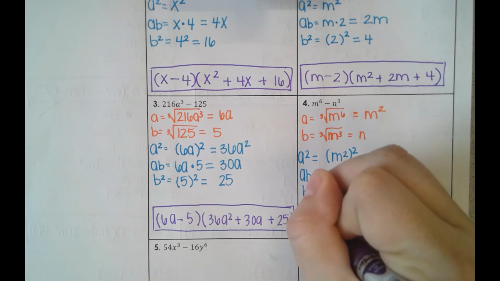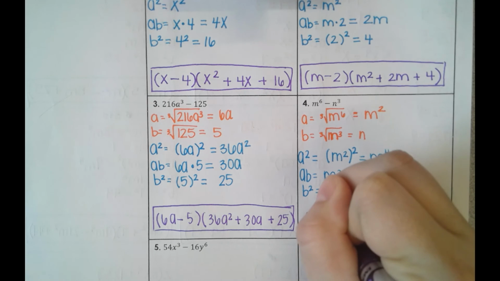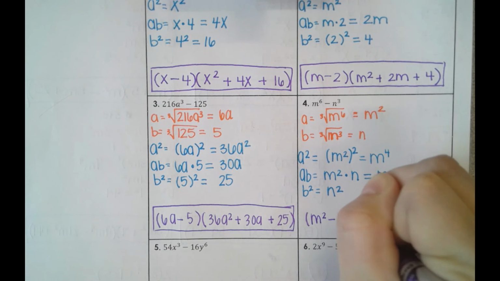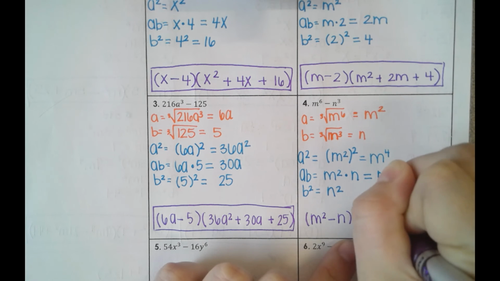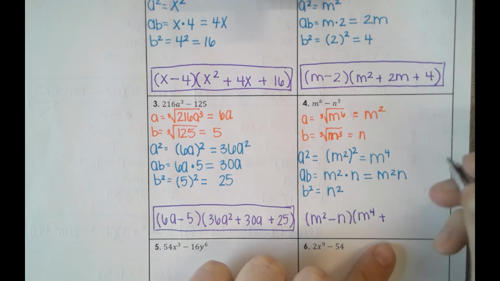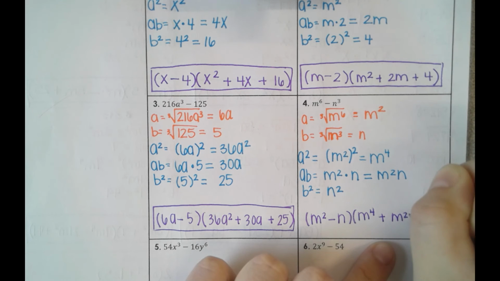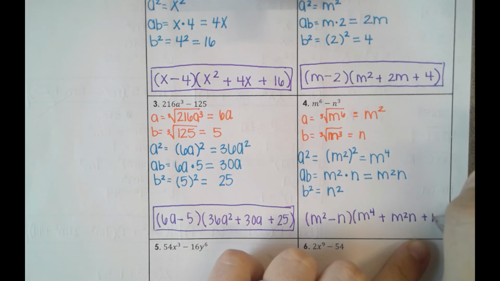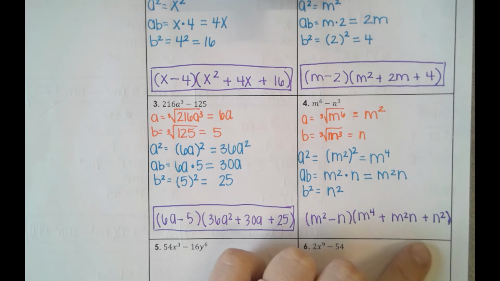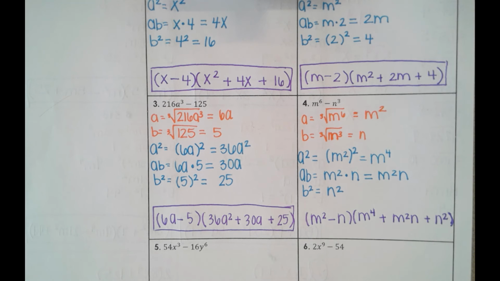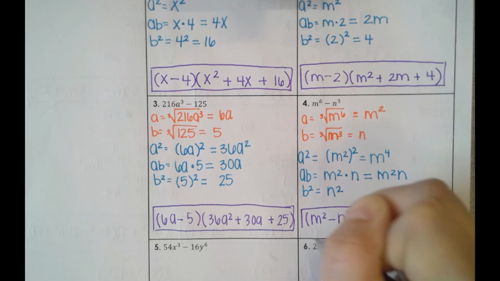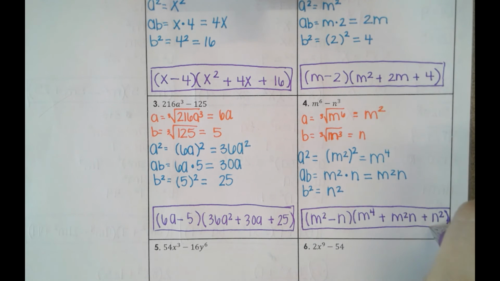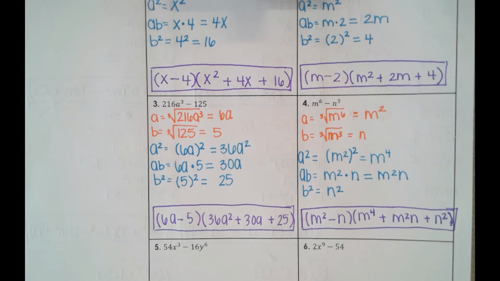And then we fill in our formula. A minus b goes first, and then a squared plus ab plus b squared, which is n squared. Any questions?